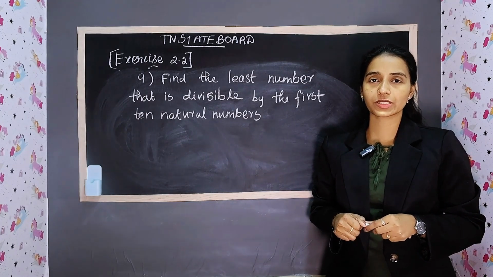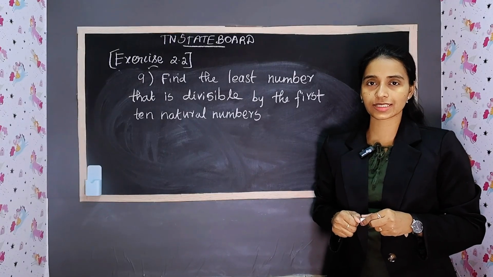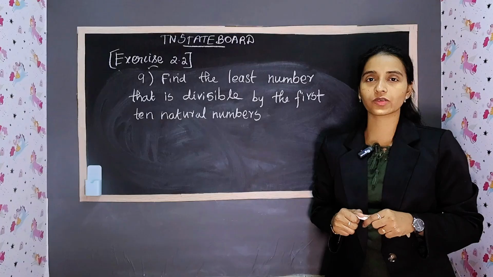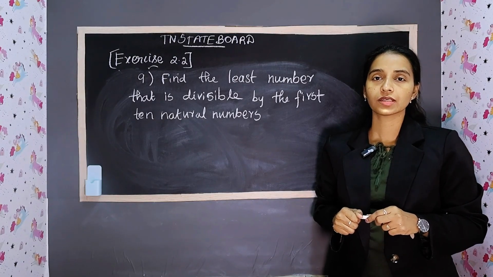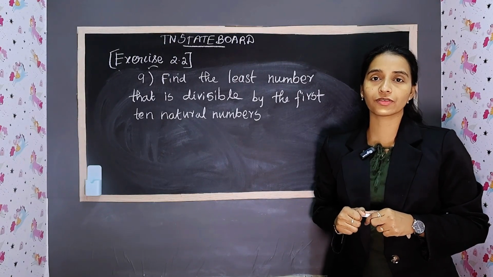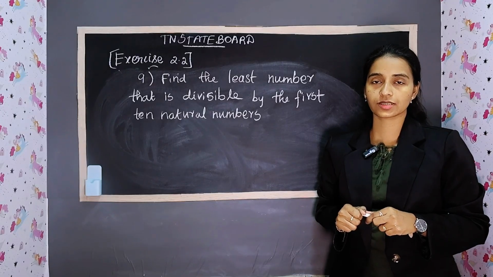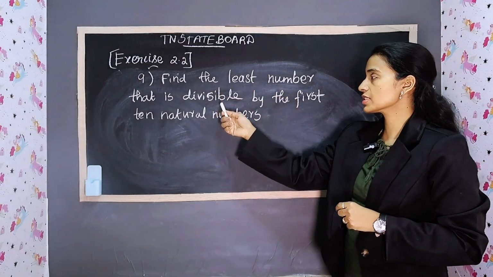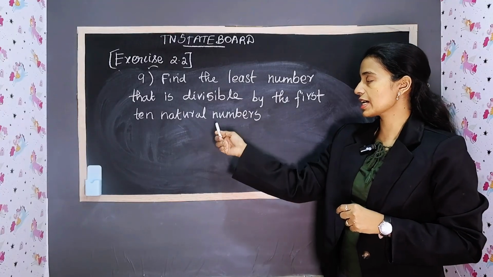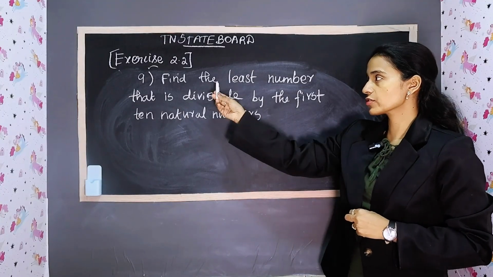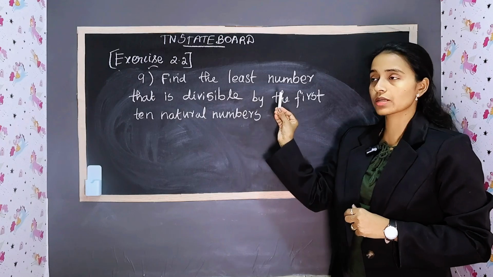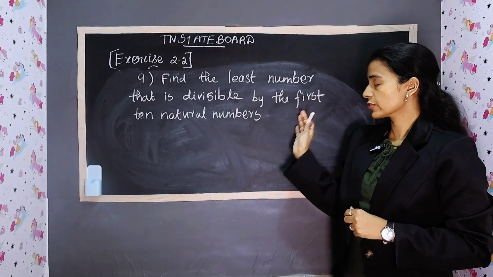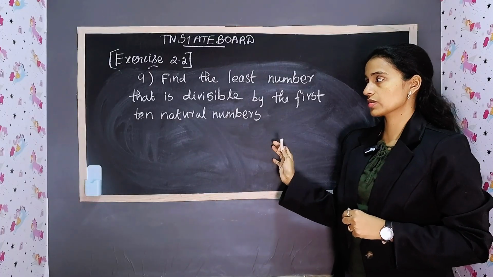In today's class, we'll be solving 9th problem in exercise 2.2. If you check out the playlist in English, you'll be able to find all the previous problems. To check it out, it would be helpful for you. Now we can see the question. 9th question is, find the least number that is divisible by the first 10 natural numbers. We have to find out the least number that is divisible by first 10 natural numbers.